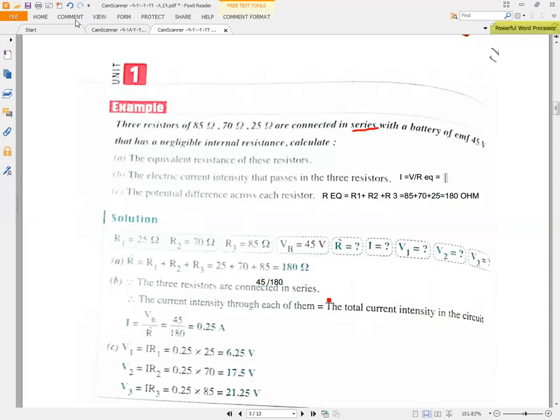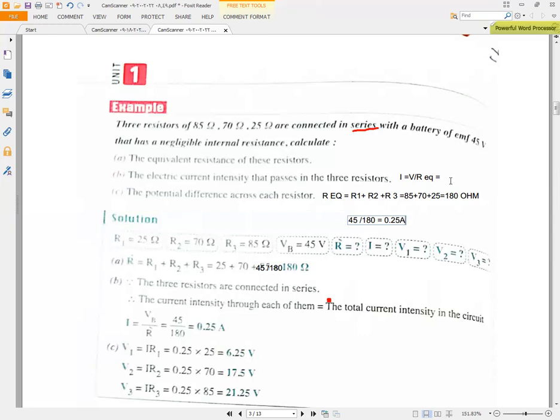45 divided by 180 equals a quarter ampere, so 0.25 ampere. Okay.